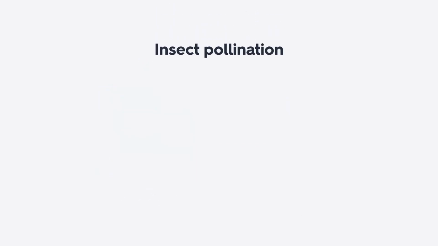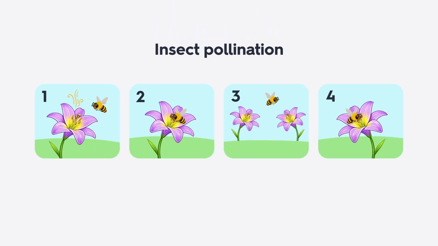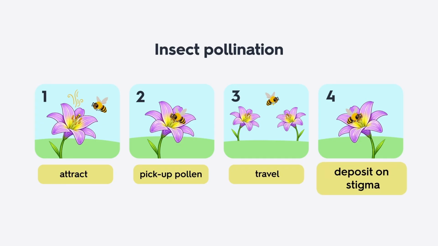So how does insect pollination actually work? You can think of it in 4 moves. First, the flower attracts a pollinator with color, scent, and nectar. Next, the pollinator picks up pollen from the anthers. Then it travels to another flower of the same species. Finally, some pollen is deposited onto the stigma. Pollination complete.